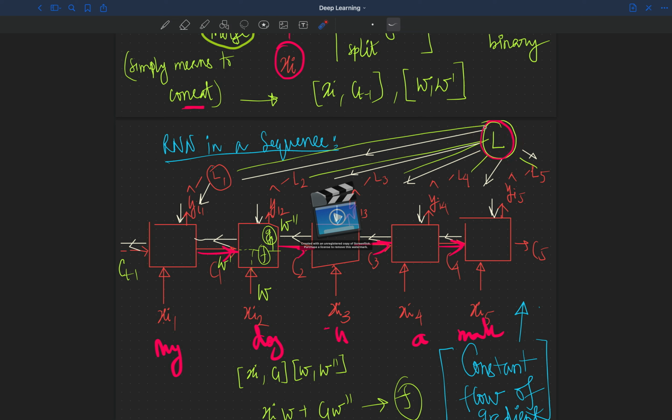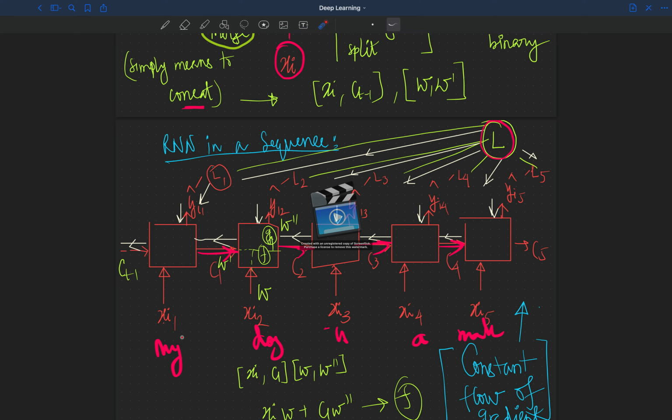During back propagation, the derivative generally works in this direction, from here to the loss, to the output, to the cell state, to the inputs. This is how back propagation actually works here. So there is a constant flow of gradient all throughout the network.